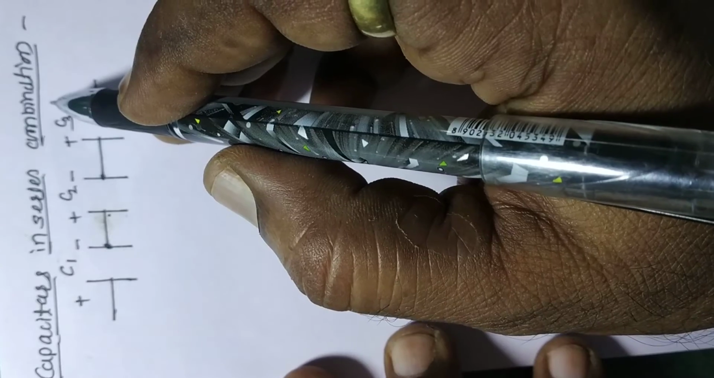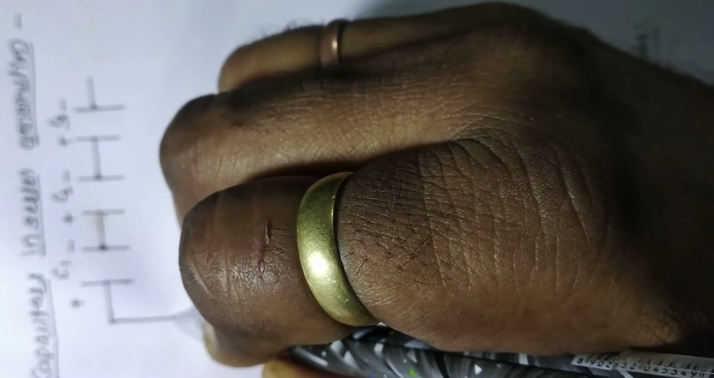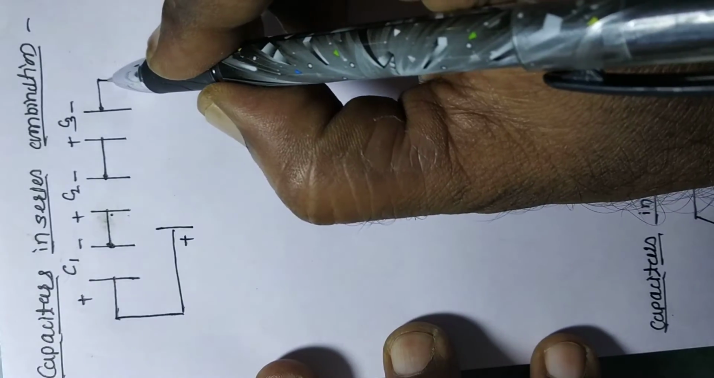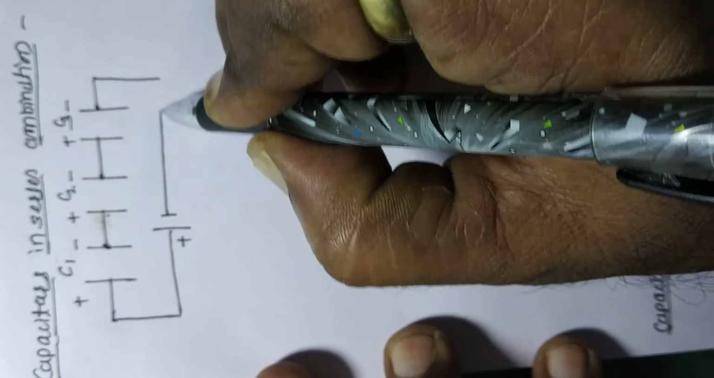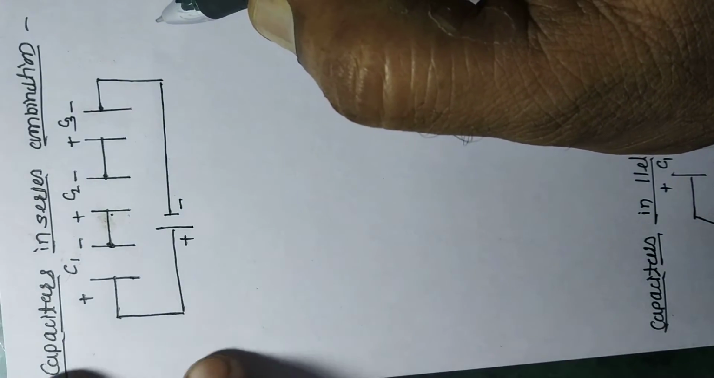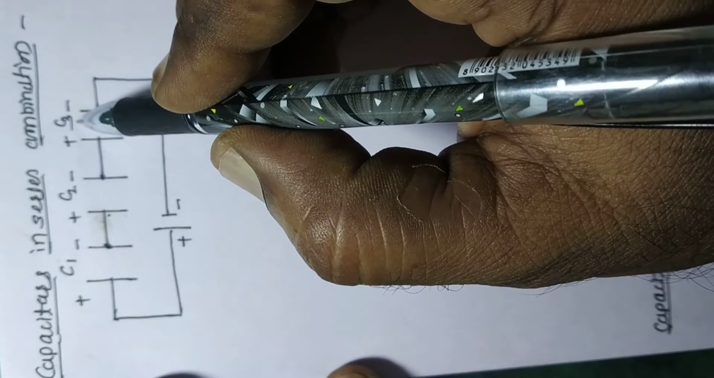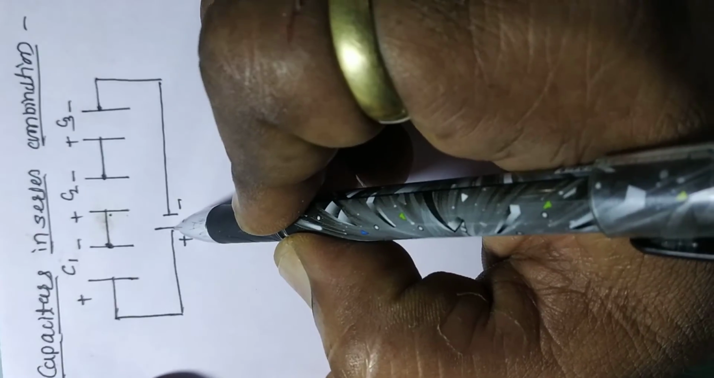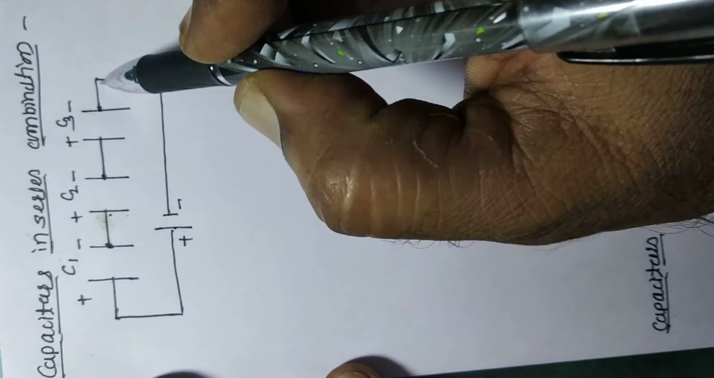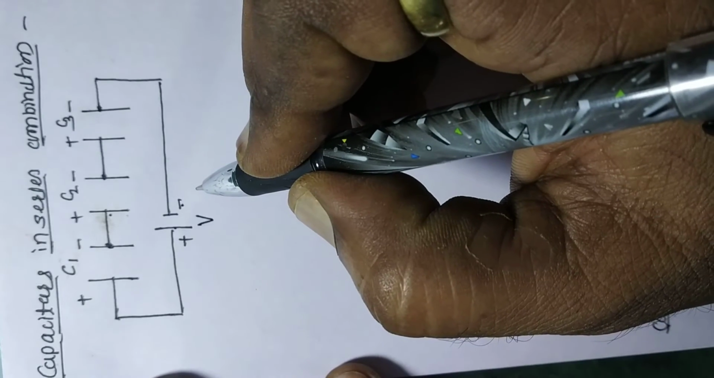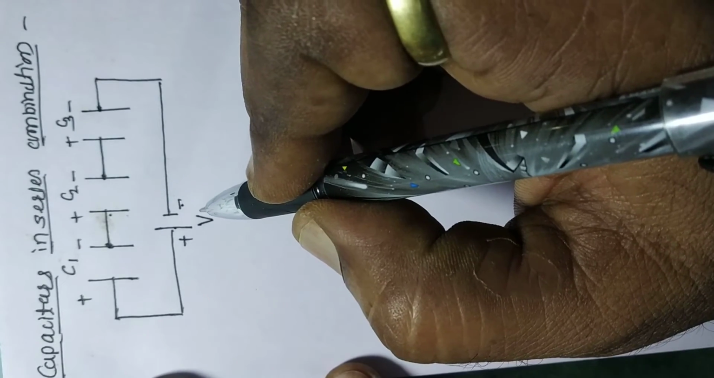Now see, consider capacitors C1, C2, C3 in series combination in which positive plate of capacitor C1 is connected to positive terminal of cell and negative plate of capacitor C3 is connected to negative terminal of cell. Let phi be the total potential.